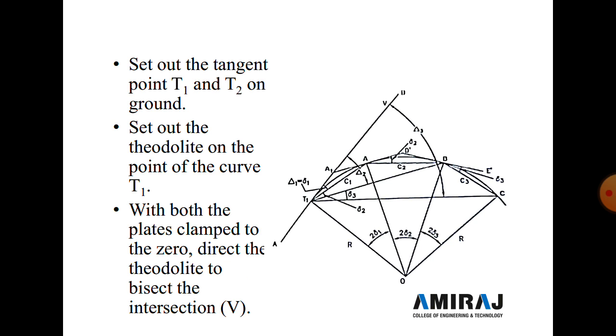Now, setting out the tangent points T1 and T2 on the ground. So how to set out the points, the starting point and the end point? This one is T1 and the end point is T2. So how to set out? First of all, set up the theodolite at the T1 point of the curve, and with both the plates completely set to 0 0, direct the theodolite and bisect the V point, meaning the intersecting point.